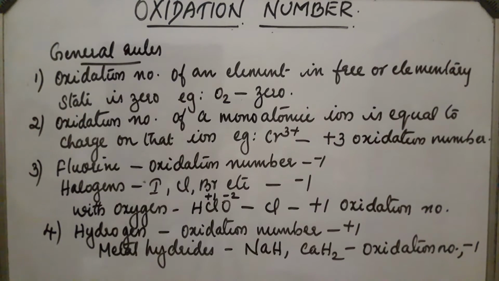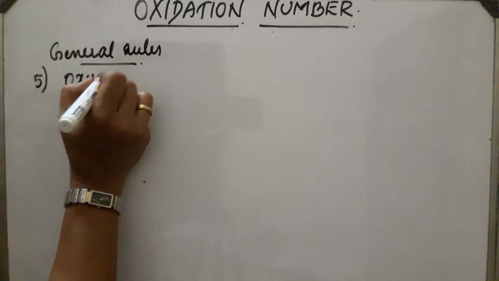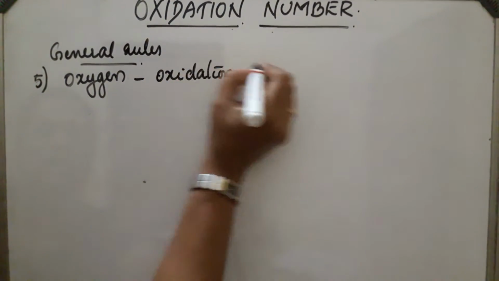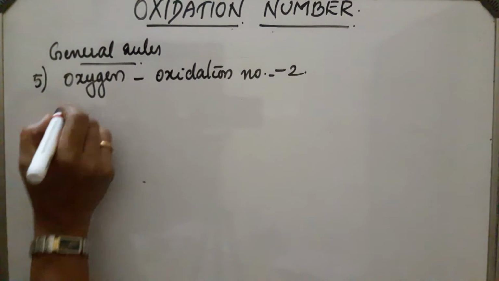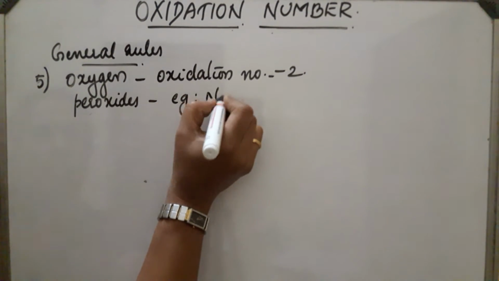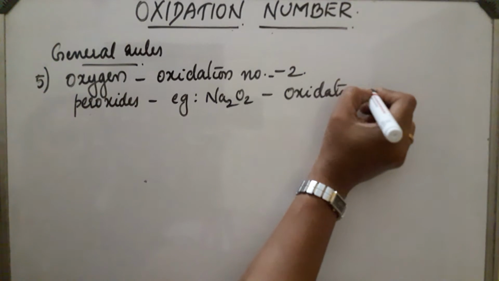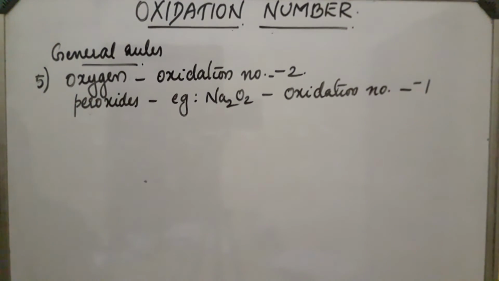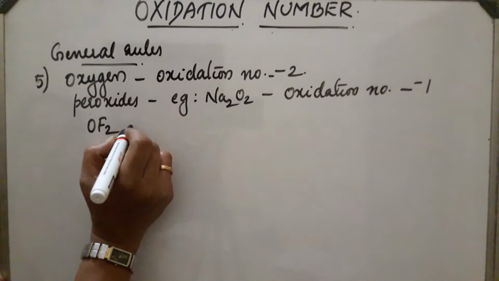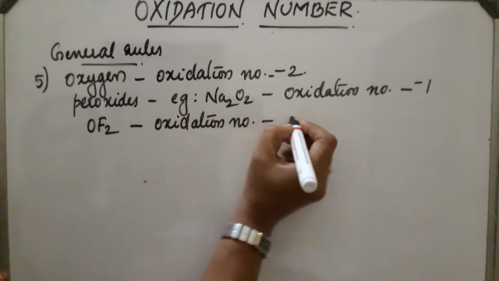Next point. Oxygen containing compounds have oxidation number -2. But in case of peroxides, example Na2O2, oxidation number is -1. Now another example, OF2 containing oxygen. Here the oxidation number is +2.